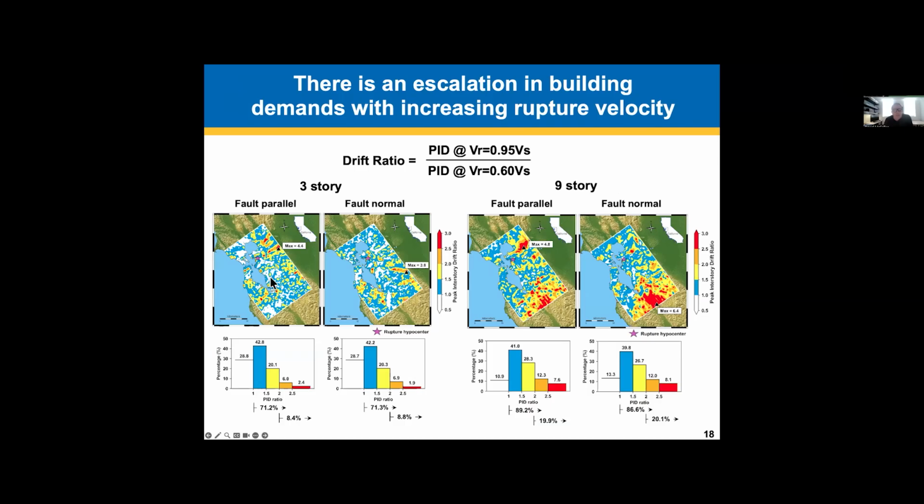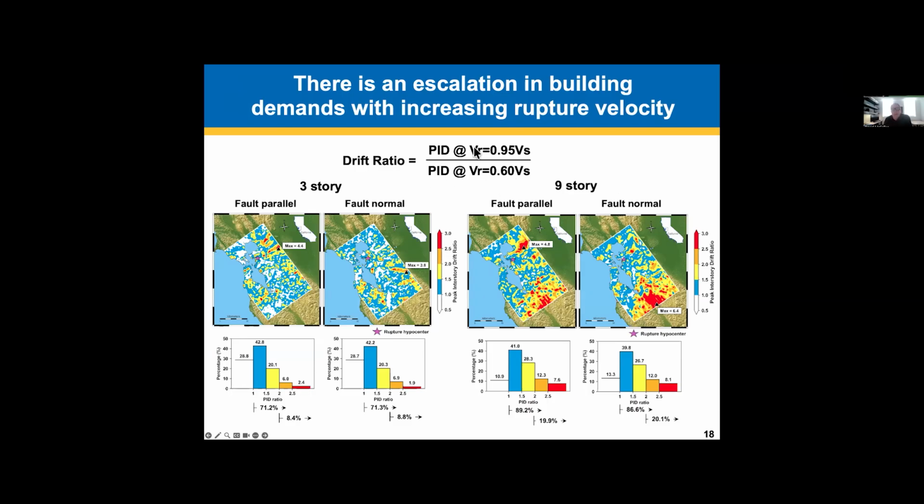So what we did next to really nail this down is we did our full end-to-end EQ sim evaluations. We took all four of those building models and we analyzed them at every site within the domain for both fault normal and fault parallel motions for different velocities. And what we did is we took two velocities. We looked at a velocity of rupture of 95% v sub s and a velocity of rupture of 60% v sub s.